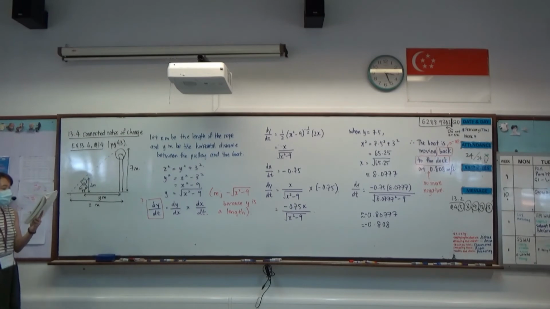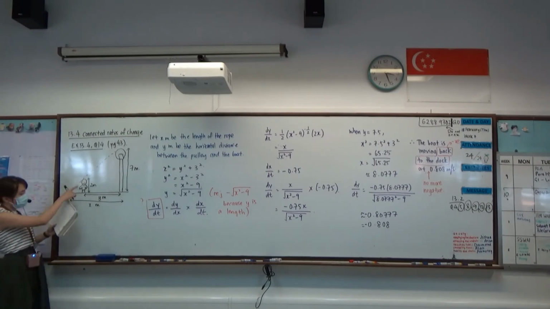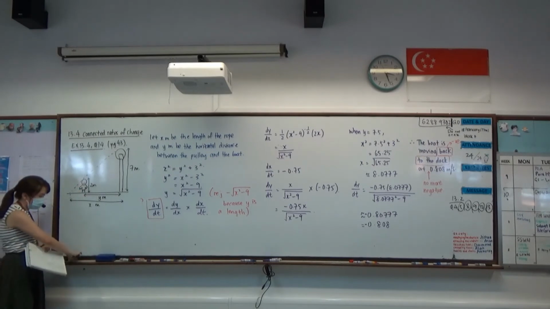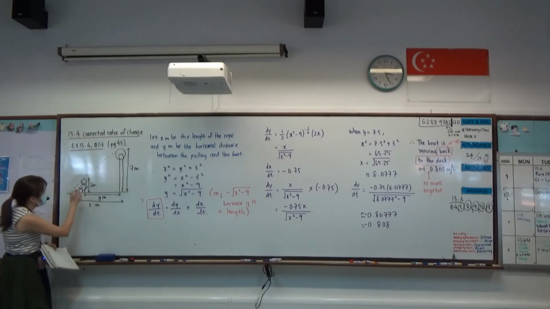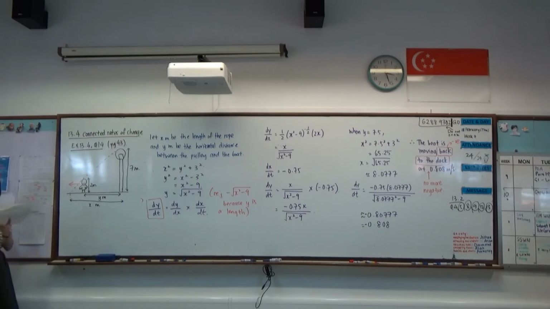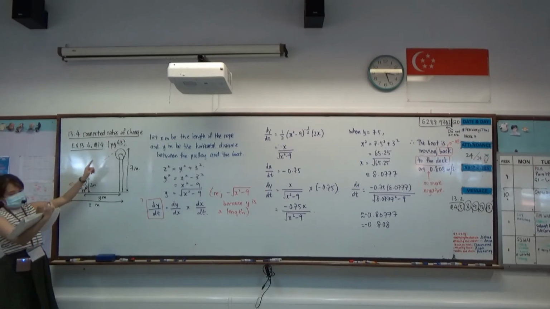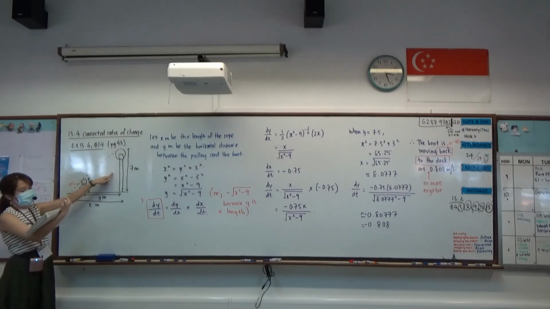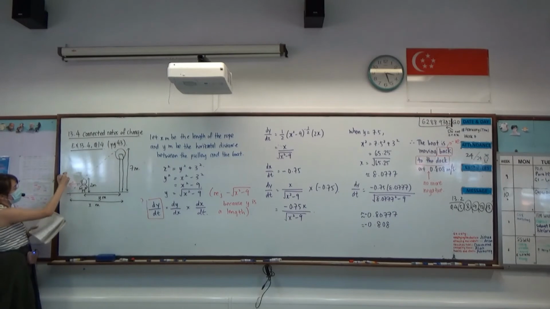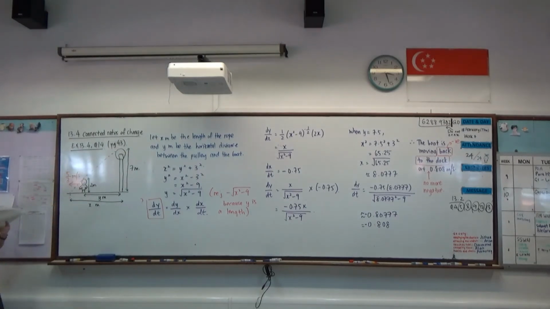Anyway, it says that there is a man who is 2 meters tall walking away from the street lamp. So we add it into the diagram, walking away, from a street lamp that is of a height 7 meters tall. And he is walking away at this particular rate of 5/3 meters per second.